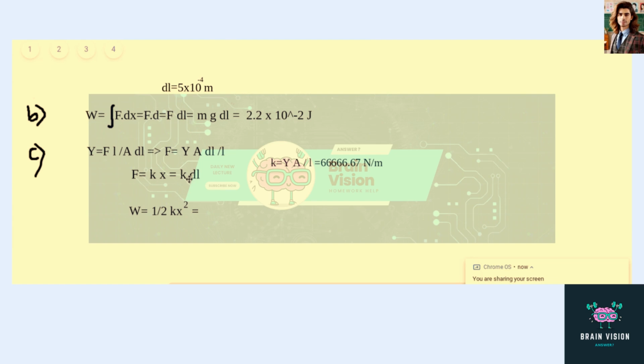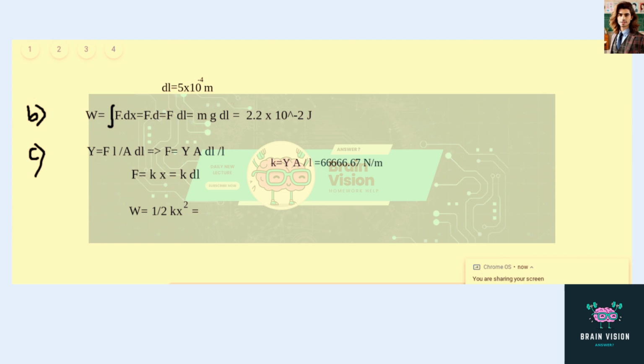So that gives me K times dl. So now I can use these two equations to find my value of K, which is given by the Young's modulus times the cross sectional area over the unstretched length of the wire. I have all these values and I can just plug those values into this equation and I get my value of spring constant to be 66666.67 Newton per meters.